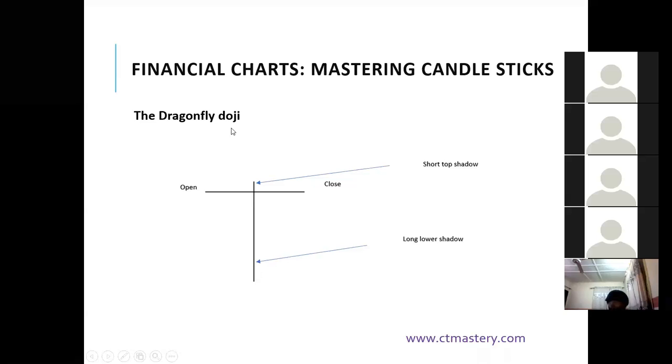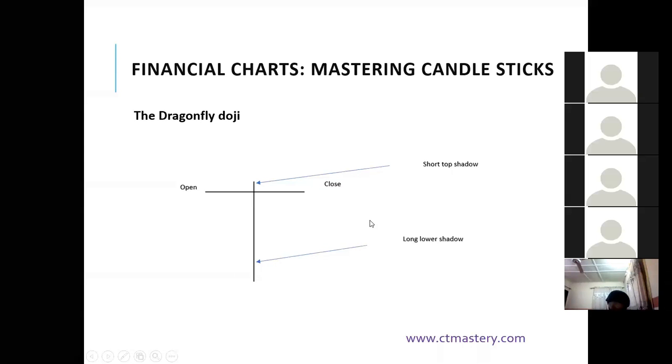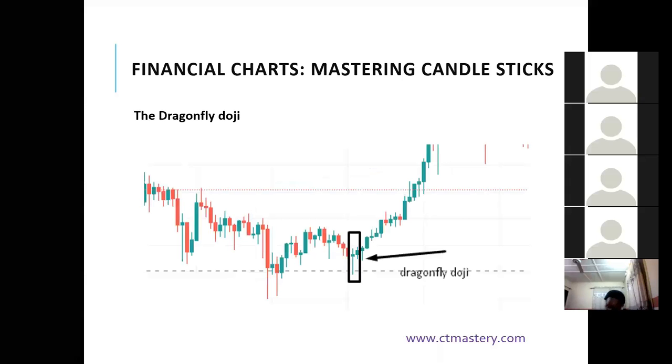So where we should be looking out for the Dragonfly is at the bottom of a downtrend, because if it occurs there, we should expect the market to change direction to the upward direction. Looking at it here, you see this is a downward direction. We see a Dragonfly here, and what happens is the market changes course, and you see it started rising sharply.